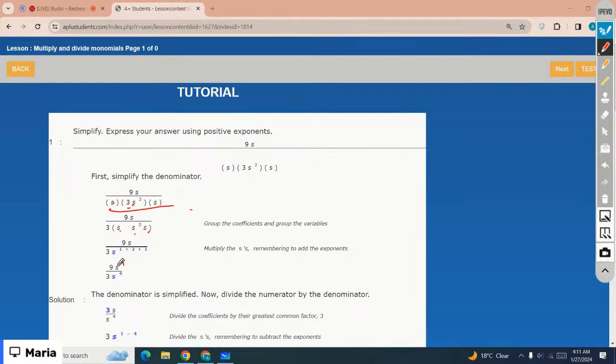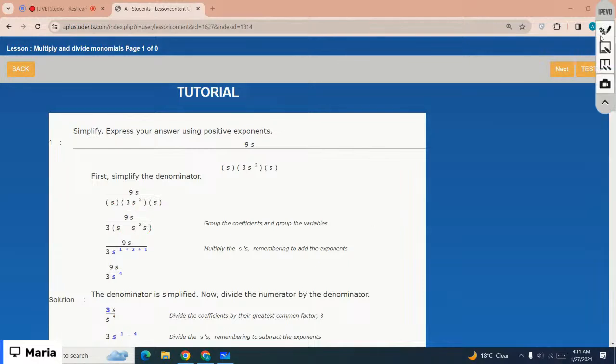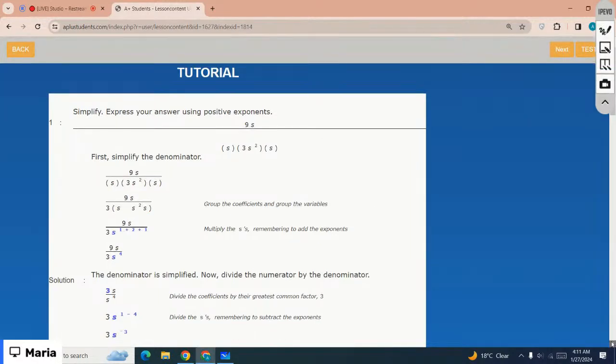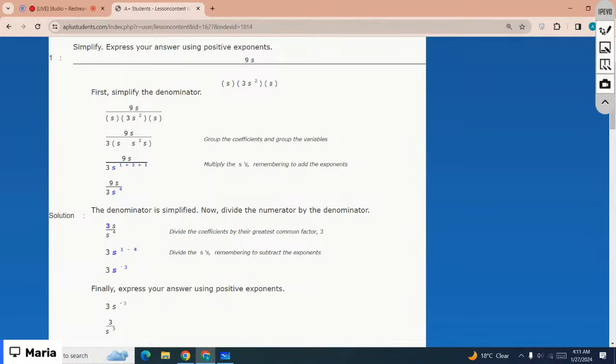The exponent of the denominator is 1, right? You can do 1 minus 4, and 1 minus 4 equals negative 3, right? Because you're subtracting a greater number out of the smaller one. So that would be 4 minus 1 is negative 3.